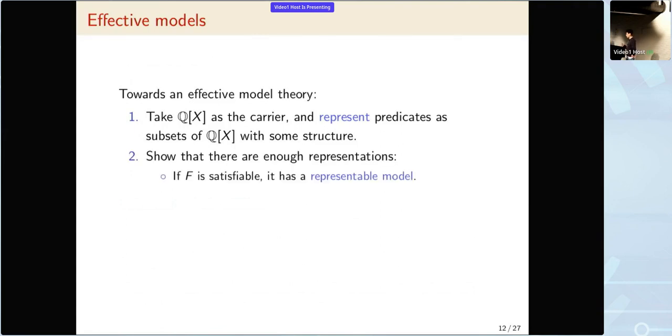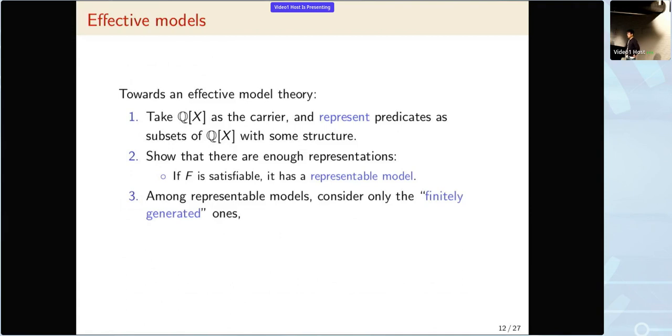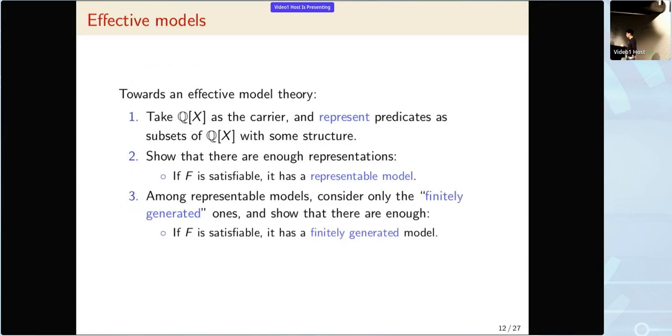Step 2, we show that there are enough representations in the sense that whenever F is satisfiable and has a model, it has a representable one. Thirdly, among the representable models, we identify a subset of finitely generated ones so that we can compute with them. And we show that we don't lose anything. We still have enough models in the same sense. Whenever F is satisfiable and has a model, it has a finitely generated one. And this in turn gives us decidable satisfiability.